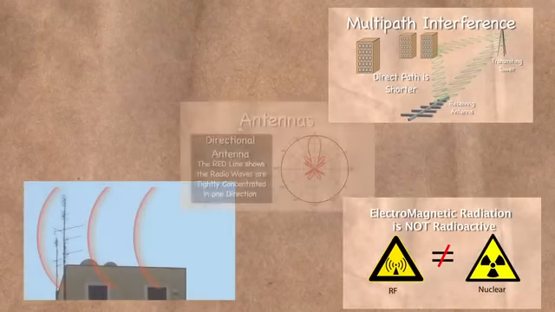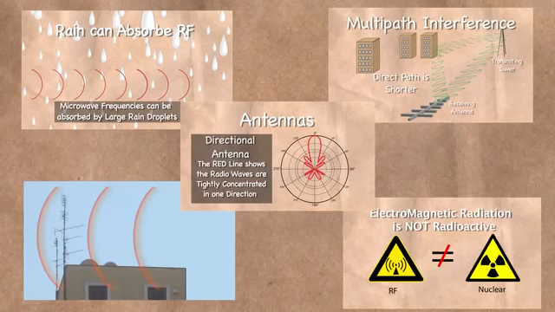This has been an overview of what radio waves are and how they travel, and some of the obstacles they encounter on their way from the transmit antenna to the receive antenna.